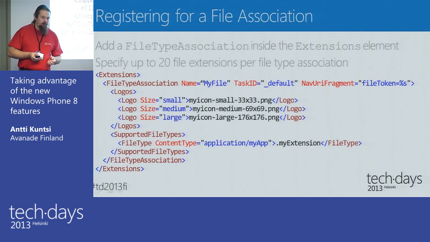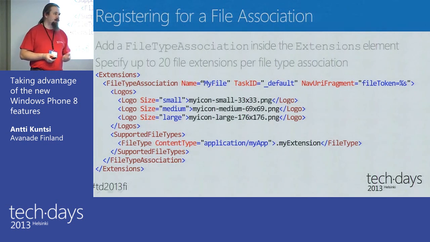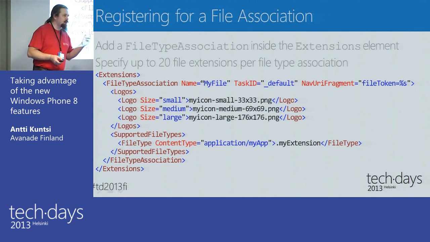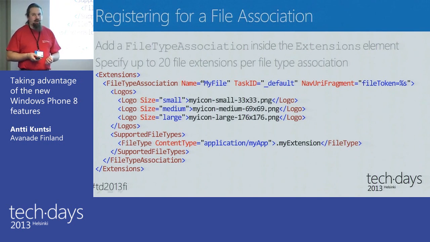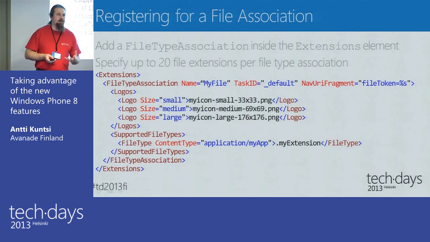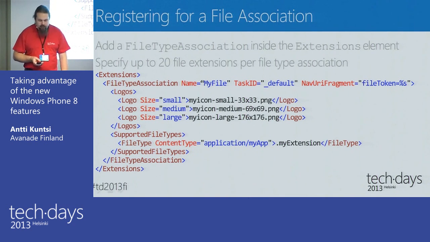File types is the other way you can get launched. You can handle a file, and you can have up to 20 different files. You can have 3 icons. They are optional, but strongly recommended. If you have, for instance, an email attachment, and you have an application that can handle your files, these logos are shown in the email application as a sort of indicator to the user that, yes, you have an application that can deal with this file.